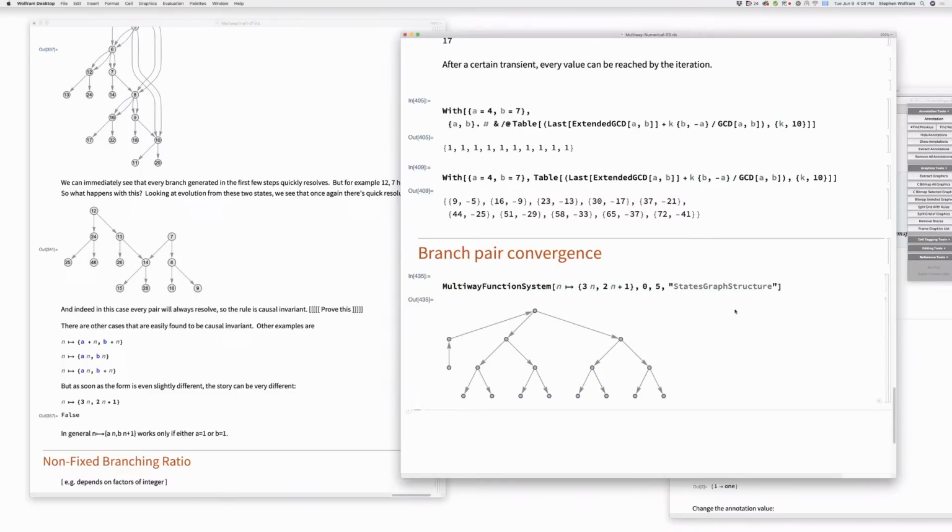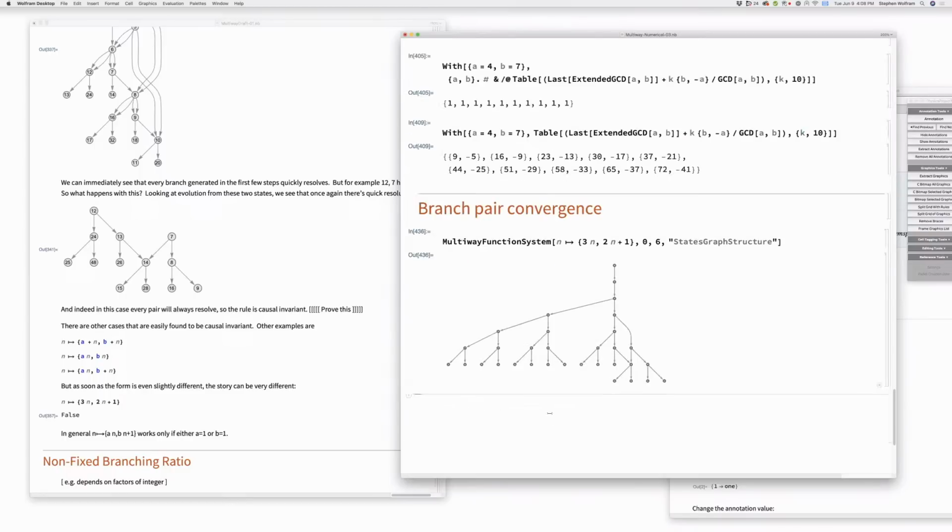So that's the states graph structure, right? It looks a little weird, is that right? Okay, let's go a little bit more. Yes, okay, so it has some convergence, but not very much. So now if we look at branch pair, what do we want to look at? What is it called again? Branch pair. What are you trying to find? The resolutions list, the list with unresolved and resolved. Branch pair resolutions list.